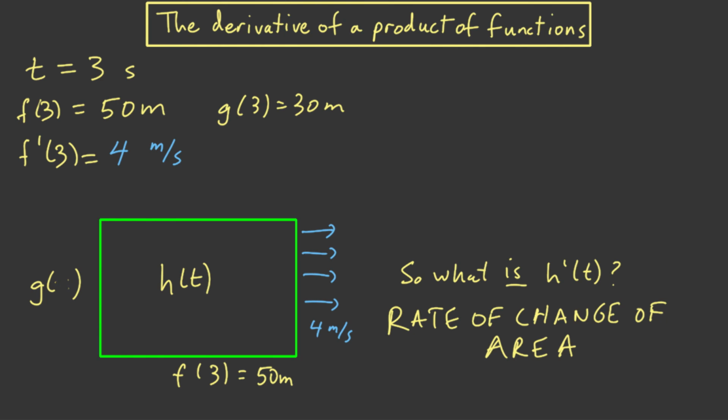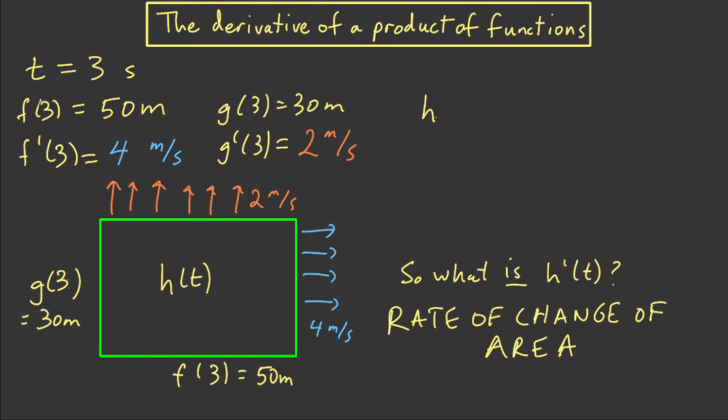Okay? Now, we also have g to deal with, so let's say that g of 3 is 30 meters. So that's the height of this rectangle at time t equals 3. And then there's a g prime as well. So maybe g prime of 3 is 2 meters per second. So that's the rate of change of the height, which we can think of as maybe this top edge of the rectangle is moving up at this rate of 2 meters per second. What we're trying to figure out is h prime of 3, which is the rate of change of area.